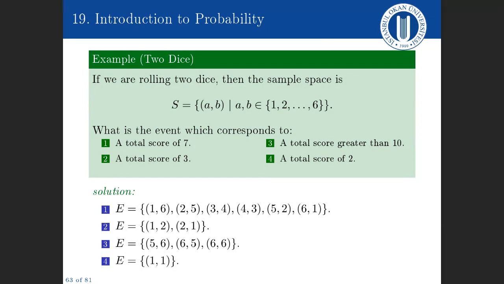First of all, how can we get a total score of 7? We could do 1 and 6, or 2 and 5, or 3 and 4, or 4 and 3, or 5 and 2, or 6 and 1. How could we get a total score of 3? We could do 1 and 2, or 2 and 1.